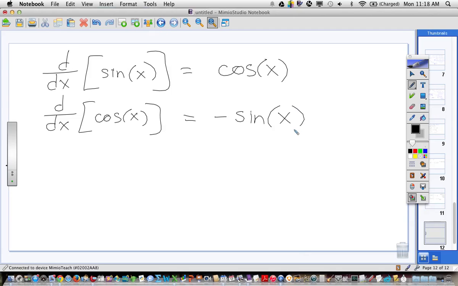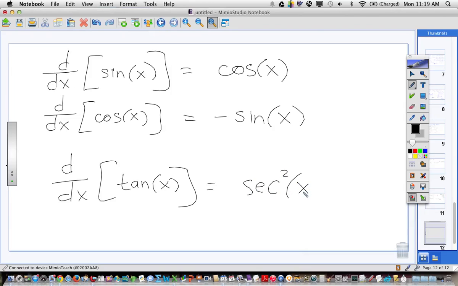Now remember when we did this, we looked at the sine graph, we plotted its slopes, and we saw that it made a cosine. Well, same thing here. If you think about cosine, think about what its slopes do, and you plot it, you would see that it's a negative sine graph. Okay, let's do the derivative of tangent. The derivative of tangent x is secant squared x.